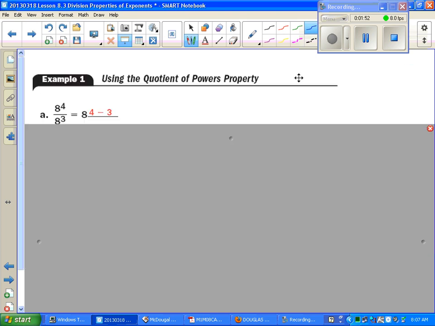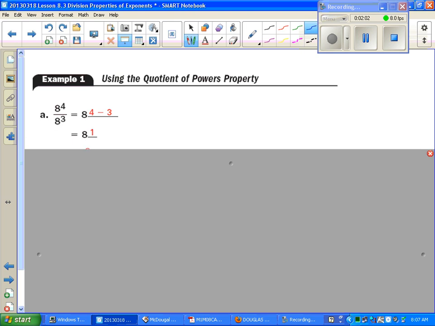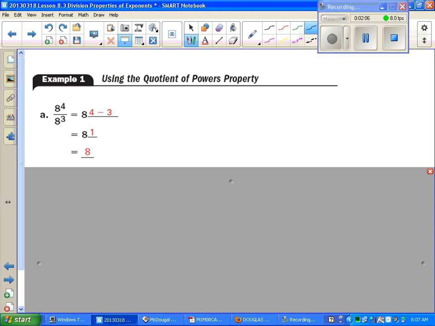Here's example number 1. 8 to the 4th over 8 to the 3rd. Notice the bases are the same. Both of them are 8. So you do 8 to the 4 minus 3. That leaves you with 8 to the 1, or 8 to the first power. And 8 times itself one time is simply 8. Same bases, subtract the exponents.